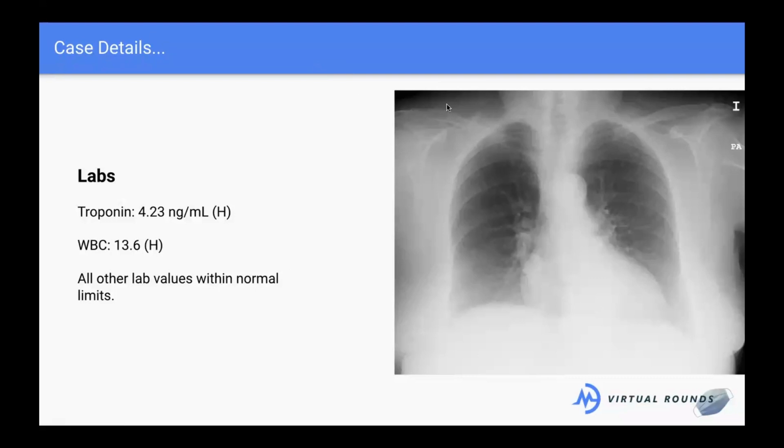Does anyone want to make a comment about this chest X-ray? I'm no radiologist, and I'm not expecting you to be either, but hung low. The heart seems to be fine. We want the heart to be less than half of the width. I'm not sure if you can see my mouse. We want it to be less than half the width of the chest. So it's a little big actually, but it's not too big. I think the heart's at about the right space.